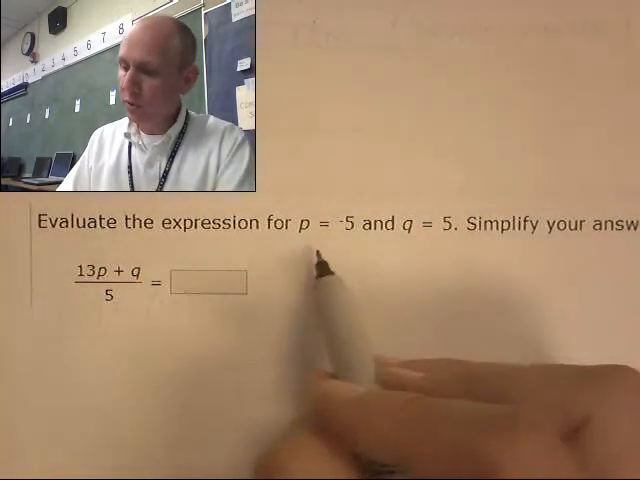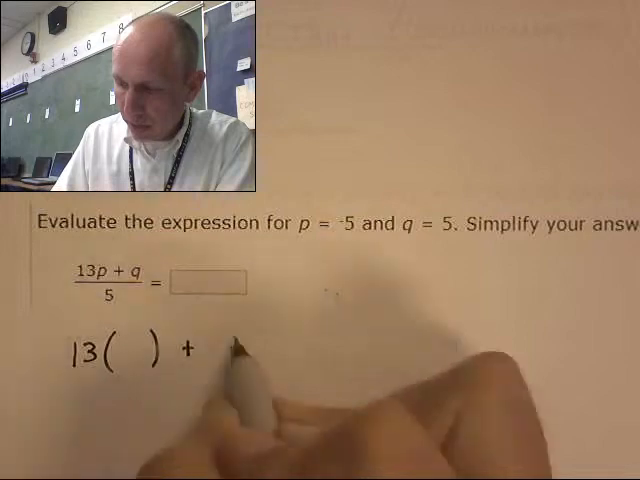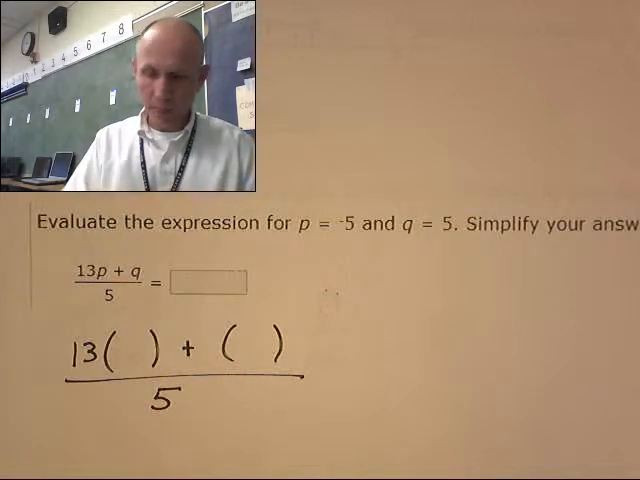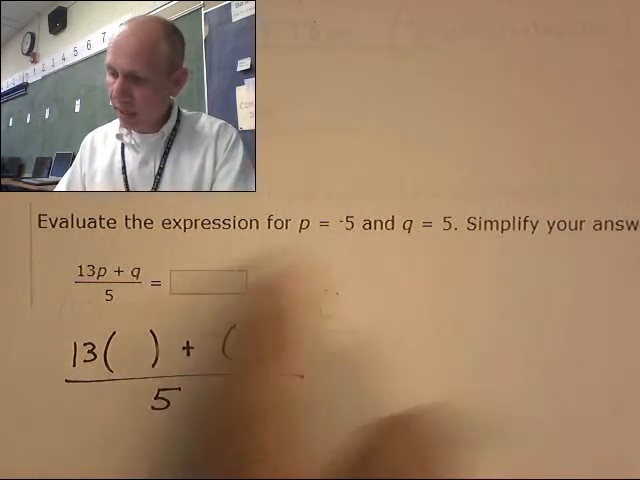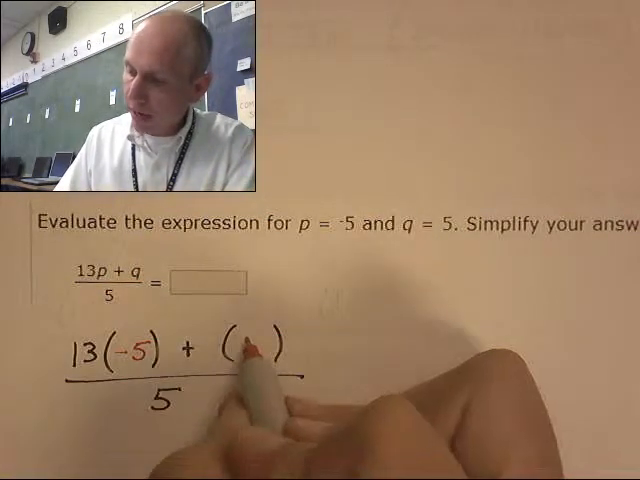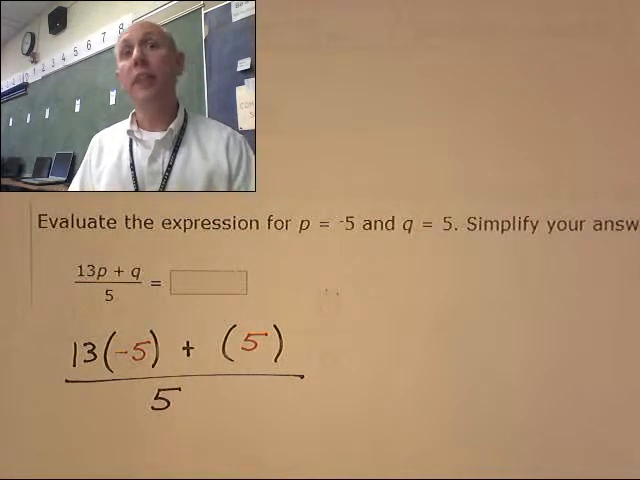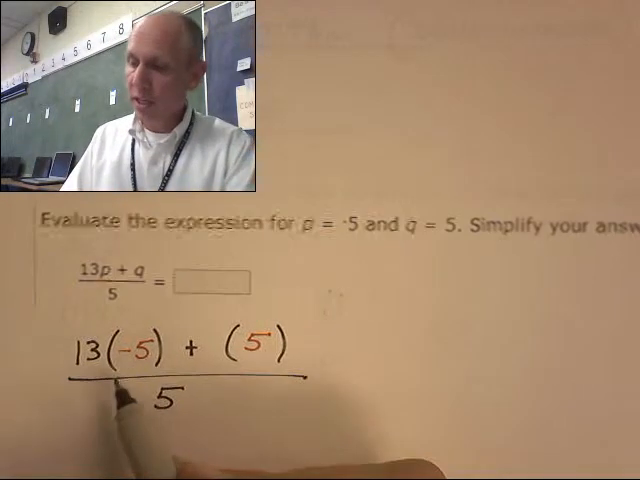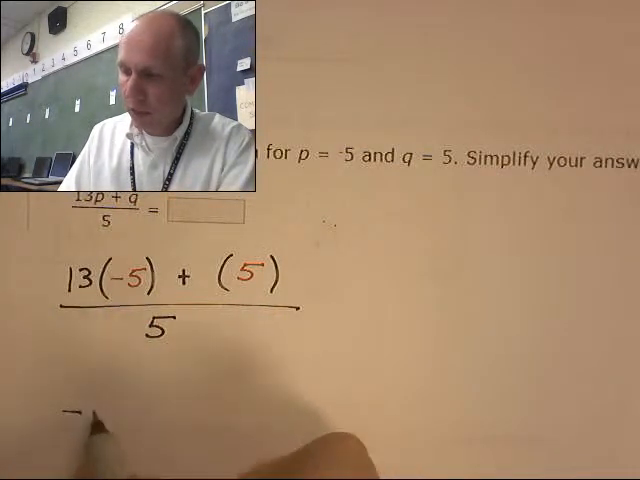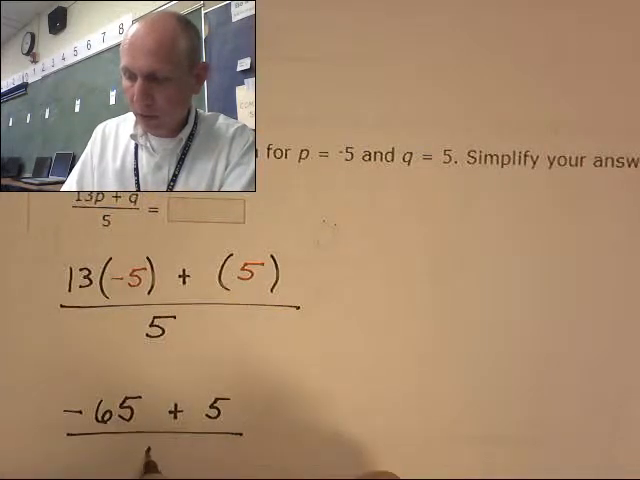Evaluate the expression for p equals -5 and q equals 5. 13, removing the p, removing the q, over 5, putting a -5 where the p was, putting a 5 where the q was, and now I'm going to evaluate the top of this and the bottom. 13 times -5. Well, that's going to be negative 65. Negative 65 plus 5 over 5.